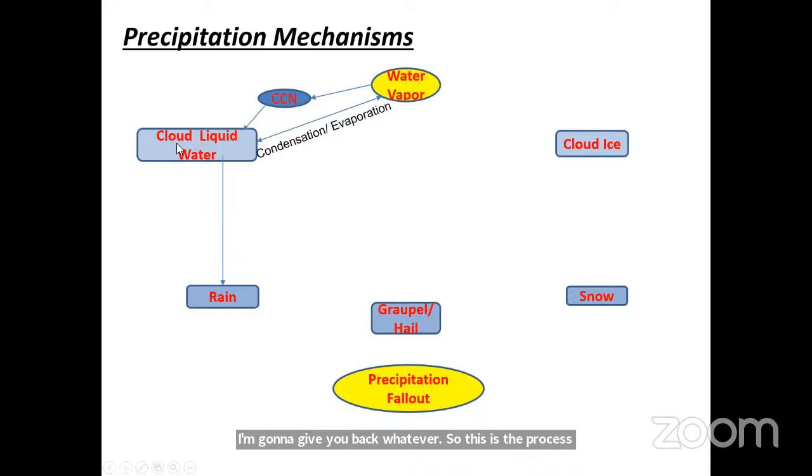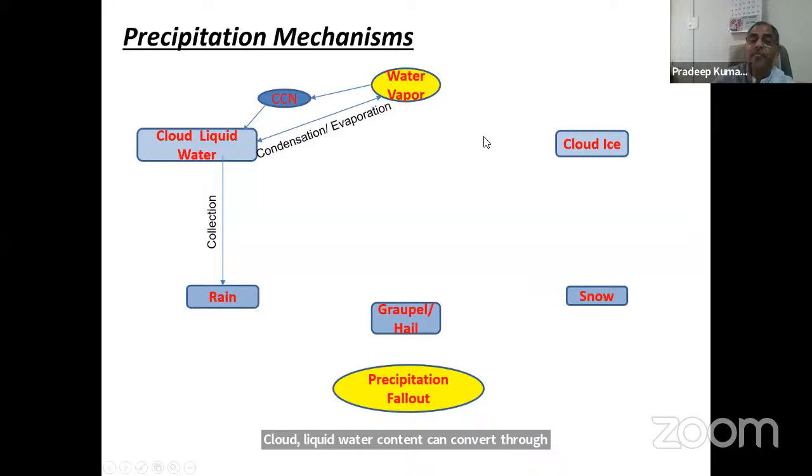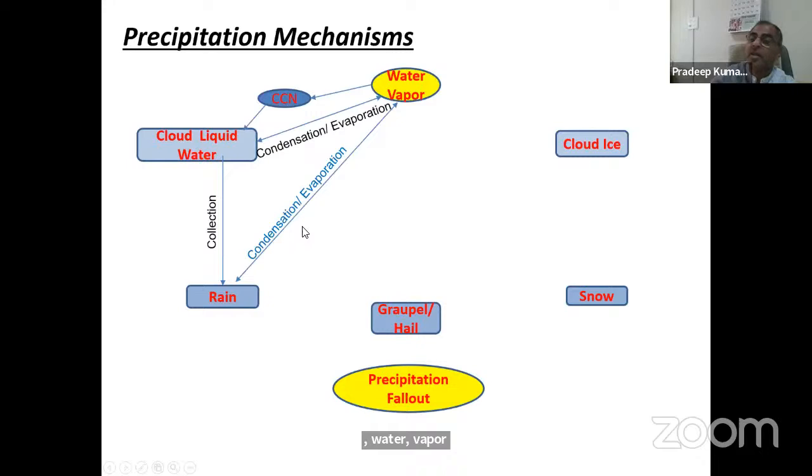Cloud liquid water content can convert through the collection process to rain. Water vapor can condense again on those raindrops, because once the rain has started forming, that doesn't mean the condensation process has stopped. The condensation process will also continue, so water vapor will be condensing. At the same time, evaporation can also happen. Again, this is a two-way process.